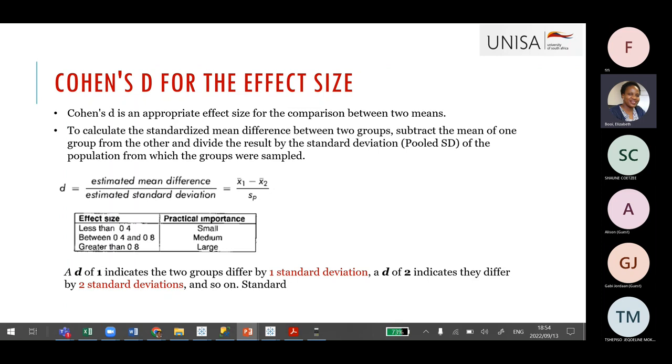What you will be expected to do is to know how to explain Cohen's d for effect size. You need to be able to calculate Cohen's d because they might give you the means and the pooled variance. They will give you both sample means, and you can calculate it because d is just the difference between the means divided by the pooled variance. And you also need to know how to interpret Cohen's d.